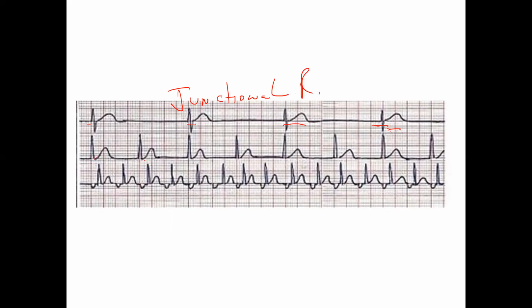What about this one? This looks junctional too, but we're going to have to do the heart rate. It's regular. This is 80 beats per minute. So what is this one? Accelerated junctional rhythm. This one has a short PR interval. So this is junctional too. And the heart rate is above 100. So what do we call this one?